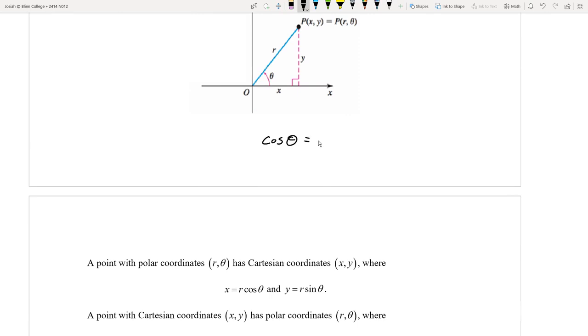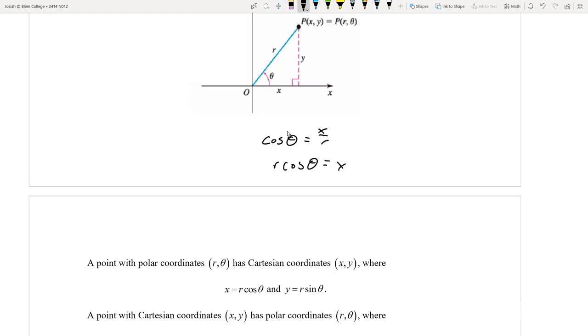The cosine of theta, that's adjacent over hypotenuse, that's x over r. Multiply both sides by r. And that's how we get that relationship. In the same way, we get y equals r sine of theta. And so when we do that, we should be able to convert to x and y.